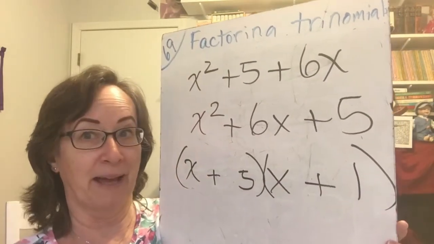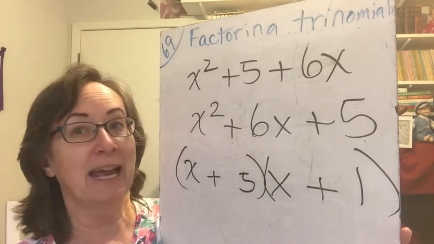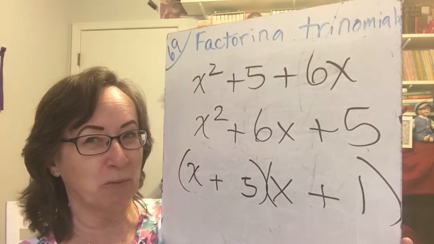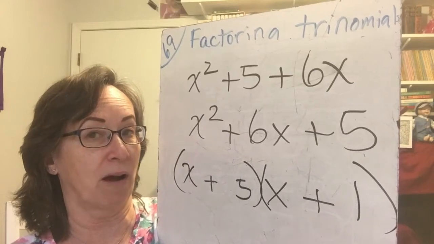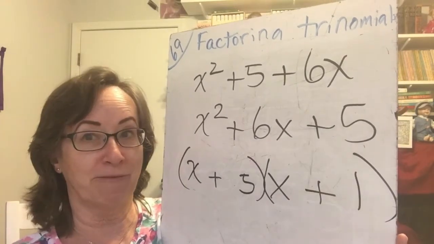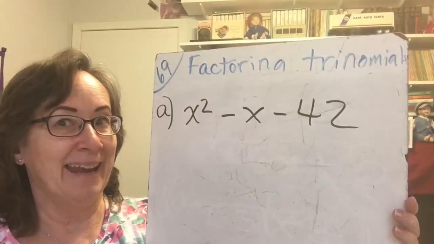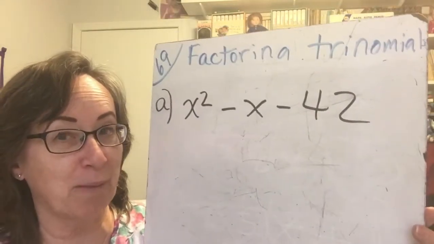So there we have it. There's only one way to factor it. And if it wasn't going to work that way, we would have to say it was prime because there's only one way to factor the 5. Now we are on your practice problems already.